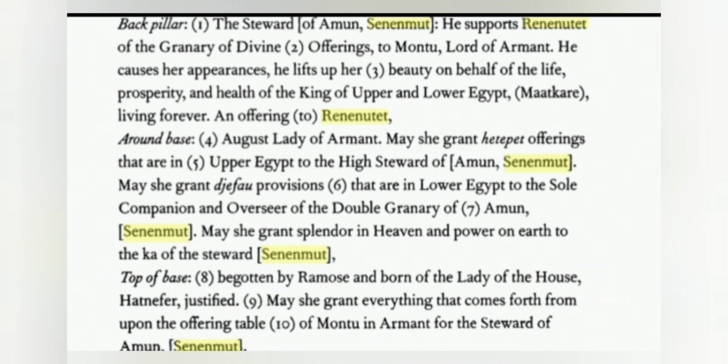And it also acknowledges Senemnut's parents, because it says on section 8, top of the base column, begotten by Ramos and born of the lady of the house, Hatnefer, justified. May she grant everything that comes forth from upon the offering table of Mantu in Armant for the steward of Amun Senemnut. So we see that she adopted Senemnut, and she acknowledged that he had actual parents, but she took care of him, introduced him into Egyptian lifestyle.